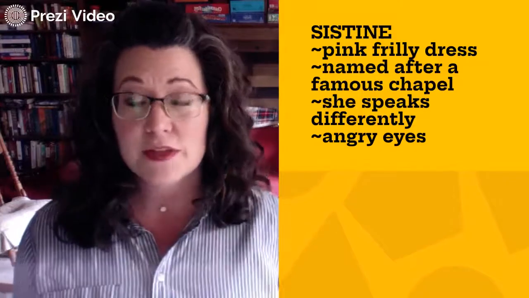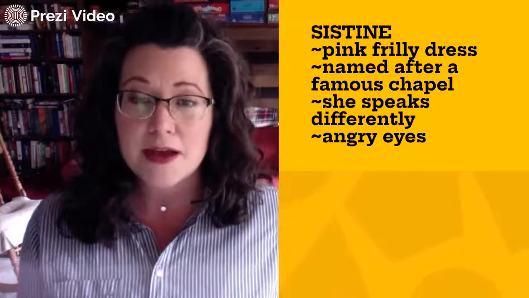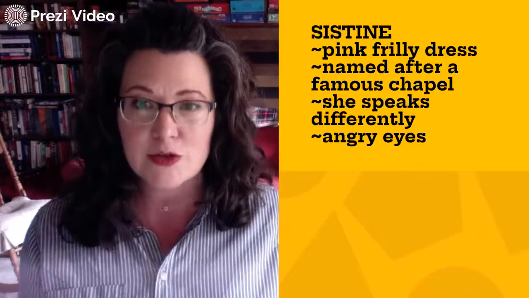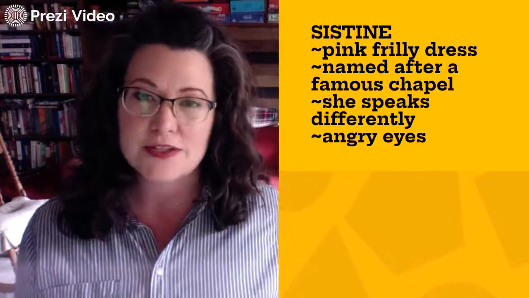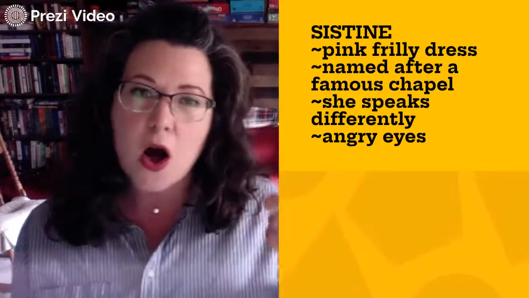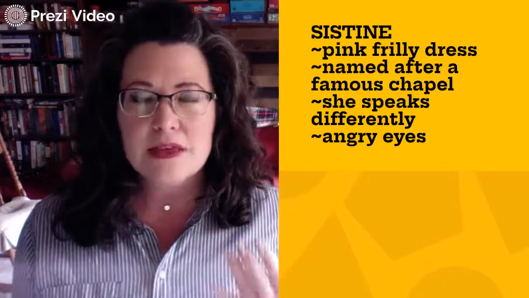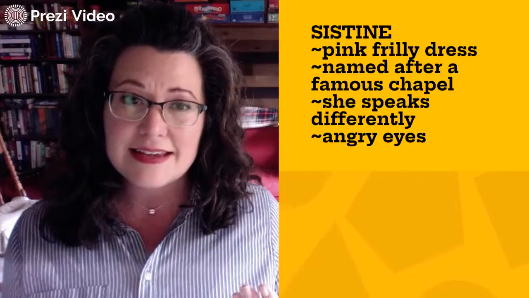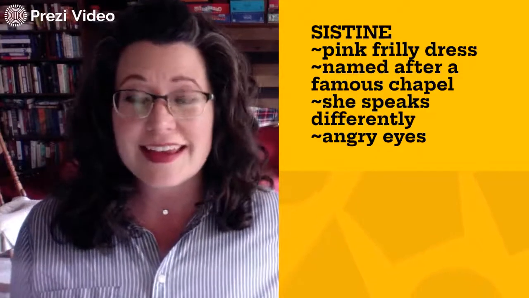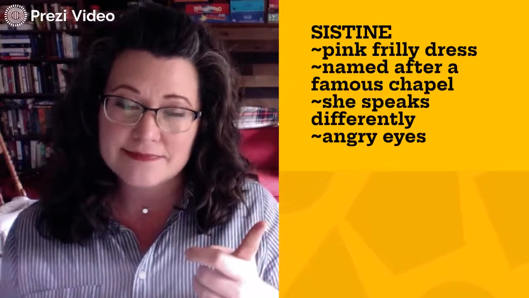That pink frilly dress does make her stand out like a sore thumb. What about her name? Her name is completely unusual, so that makes her different as well. And then the way she speaks, so all of these things match, and it all makes me think that Sistine doesn't really fit in. Now, what about the angry eyes?